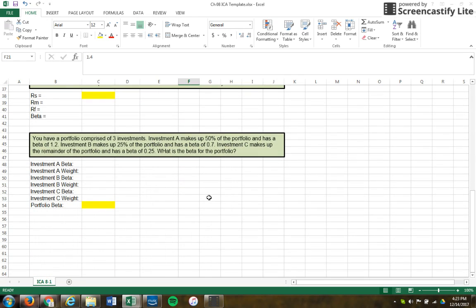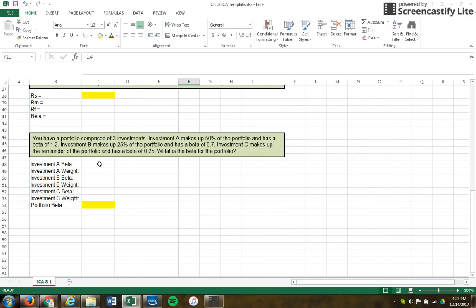We're looking at portfolio beta. Okay, so how do we calculate portfolio beta? It's very simple. Portfolio beta is simply a weighted average of the existing betas within the portfolio, the stock betas within the portfolio. So you've got a portfolio that has 3 investments. A is 50% of the portfolio and has a beta of 1.2. B makes up 25% of the portfolio, has a beta of 0.7. Investment C makes up the remainder of the portfolio, has a beta of 2.25. What is the beta for the entire portfolio?